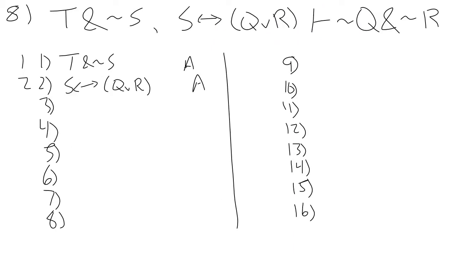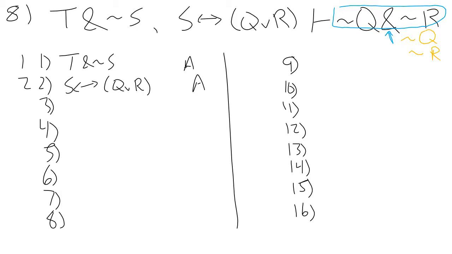So here on 8, we have an ampersand as our main operator. So we know we need to prove tilde Q and tilde R, and then we'll put them together using our ampersand in. Now, because tilde Q and tilde R don't appear in our premises, that means we're going to have to do a tilde introduction on them.